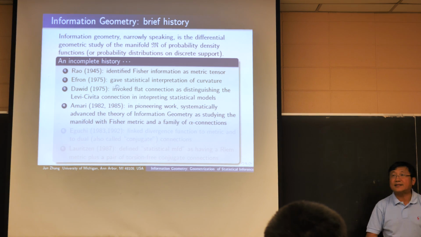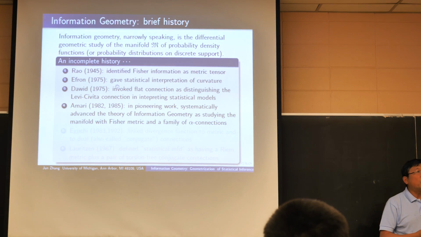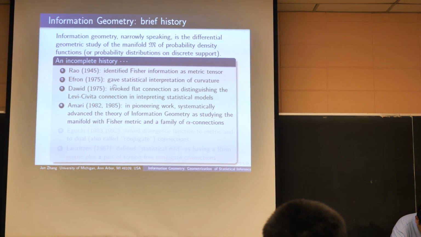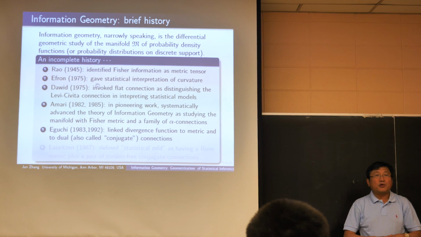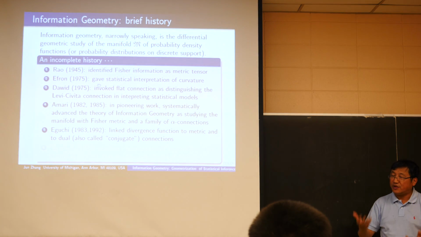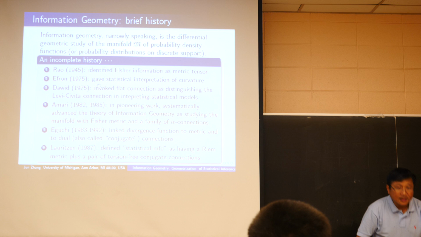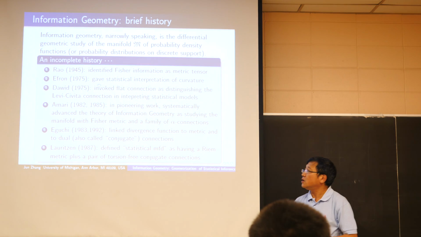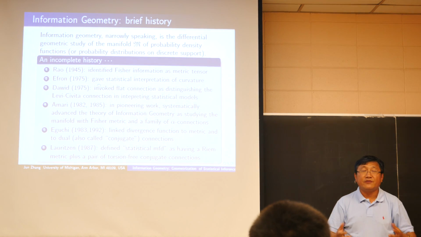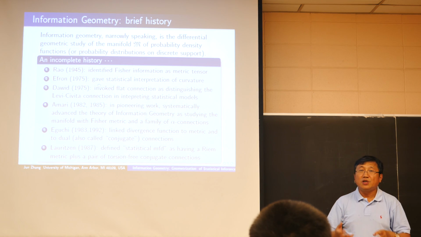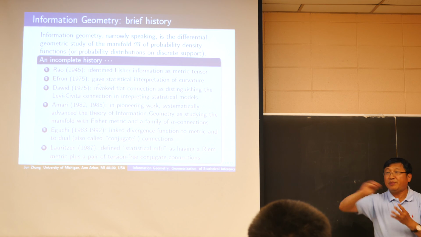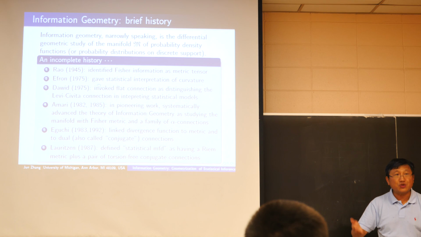And Amari systematically studied the idea of putting a family of connections on this statistical manifold, and systematically advanced this theory. And Eguchi provided a way to link the so-called divergence function, any statistical divergence or contrast function, to this geometry. And then in 1987, Steffen Lauritzen was able to define statistical structure very abstractly as a geometric structure. So at that point, a statistical manifold is a well-defined geometric concept that can be independent of its statistical realization or model.